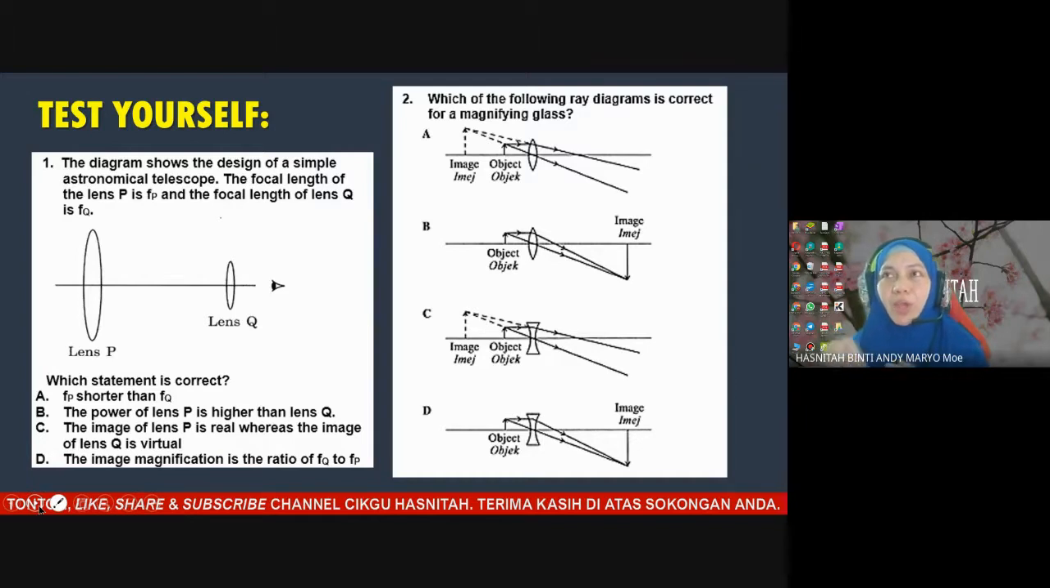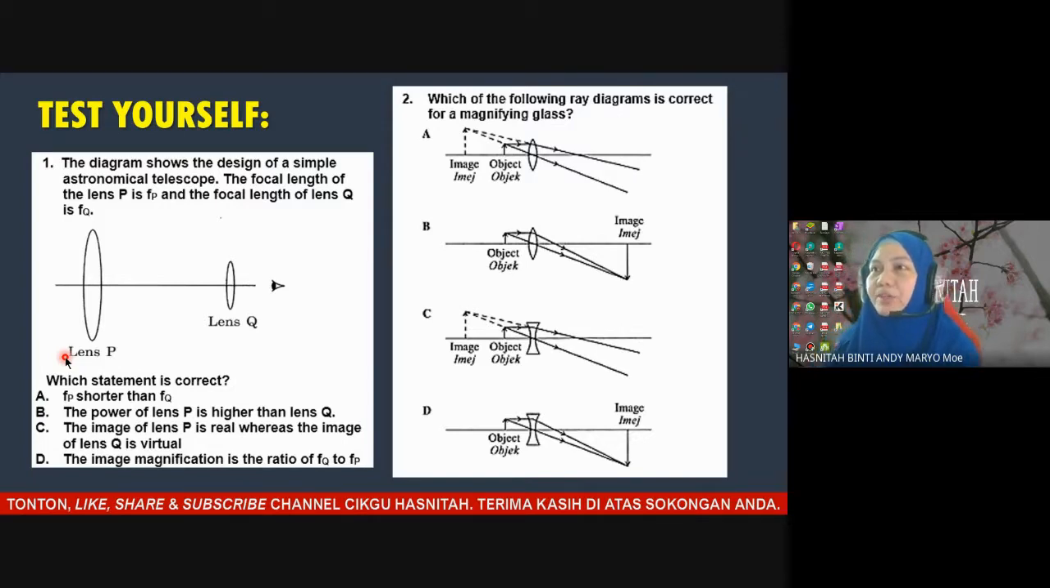You must know which lenses have a high power, which lenses have a low power, and what is the characteristic of the image formed by the objective lens, and what is the characteristic of the image formed by the eyepiece. Okay, so please take note of that. Now let us try a few exercises related to optical instruments.